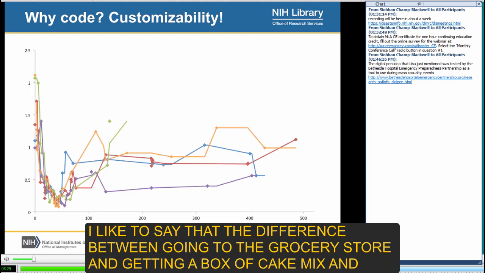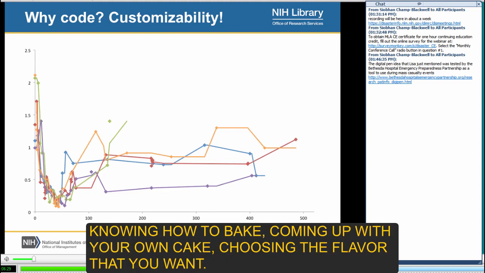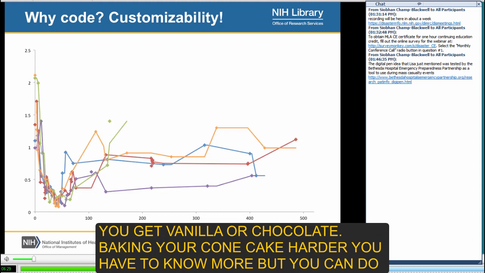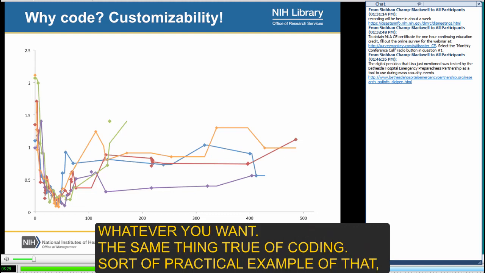I like to say that it's like the difference between going to the grocery store and getting a box of cake mix, and knowing how to bake and coming up with your own cake and choosing the flavor that you want. The cake mix box is easier and doesn't require a whole lot of expertise, but you're limited. You get a vanilla cake or a chocolate cake. Baking your own cake is harder. You have to know more, but you can do whatever you want. And the same thing is true of coding.